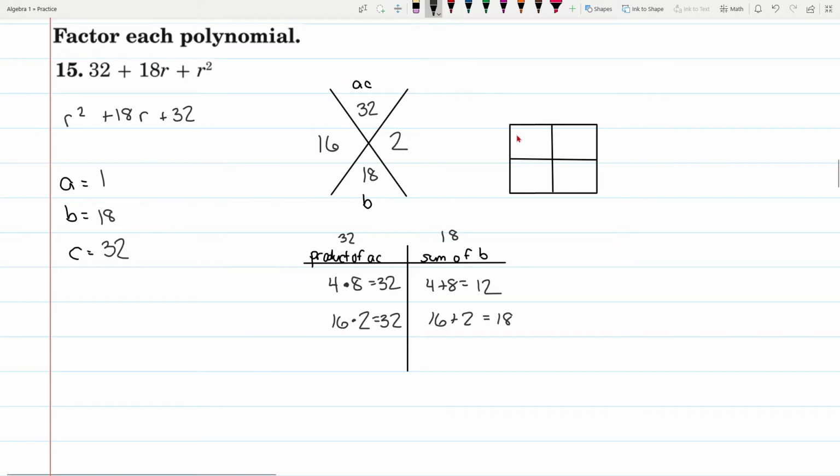So we can now substitute things in. We have our r squared in the top left, our 32 in the bottom right, and the two other things we just found, 2r and 16r. Greatest common factor here, you have an r with a 16. Here we have an r with a 2. And so r plus 16 times r plus 2 is our solution.